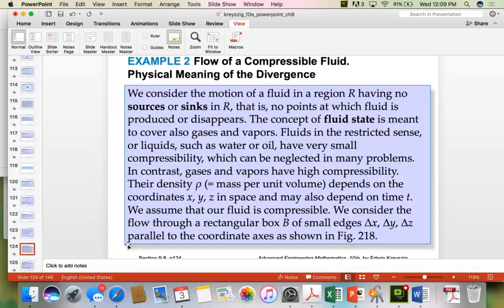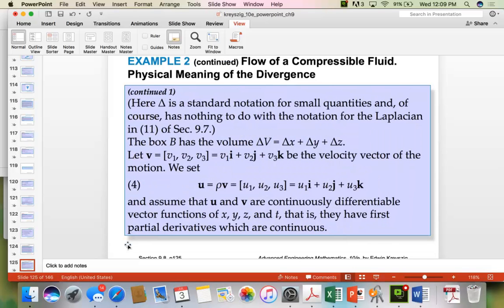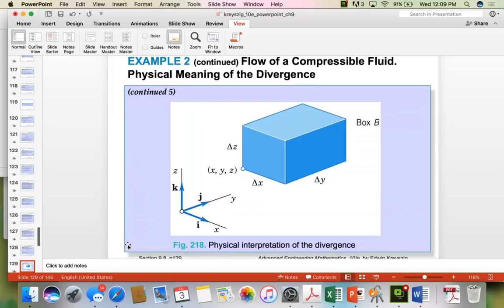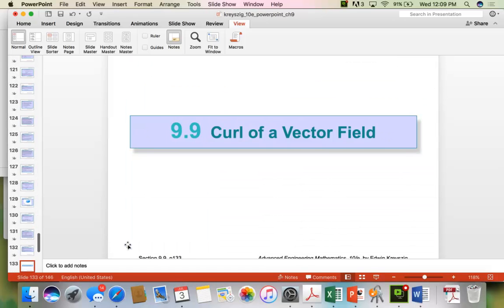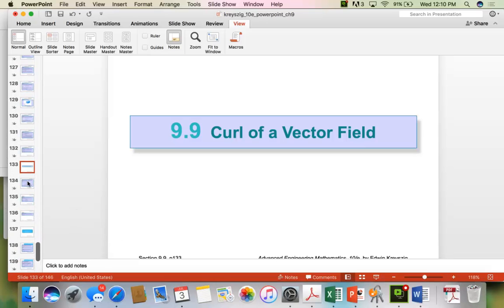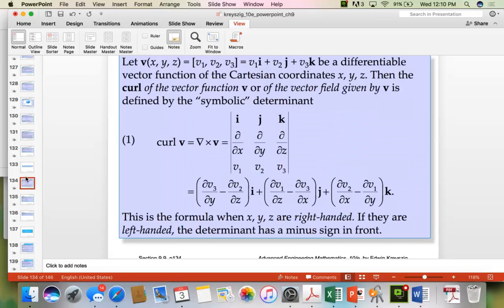And then we will skip over some of this material on compressible fluids because you are not mechanical engineers, and let's go straight to the curl. The curl of a vector field gives you an idea of how much. While the divergence gives you an idea of how much spread there is in the field, the curl gives you an idea of any rotation in the field. So if there's no rotation, then you have no or very little curl.